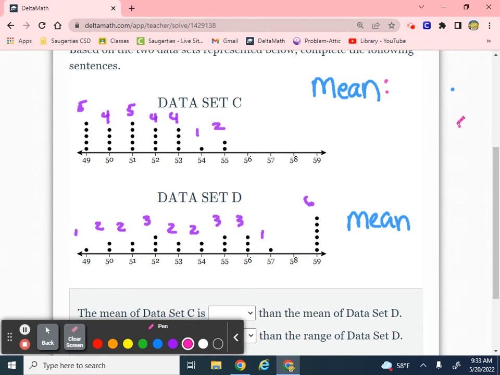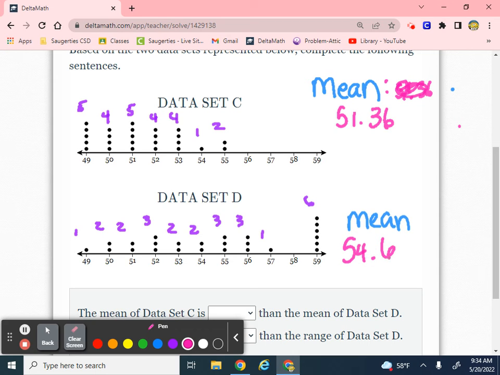Okay. What did we get for a mean? Go ahead. For me, I got 51.36. Same? Okay. 51.36. If you got something close to that, it's probably good. Did anybody else over here get 51.36? Okay. How about the data set D on this side? What'd you get? 54.6. 54.6.